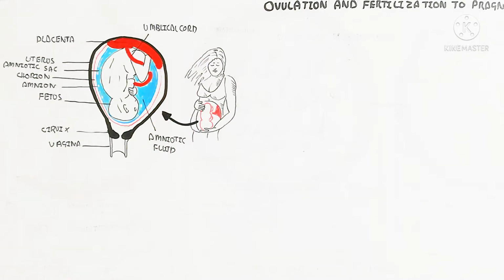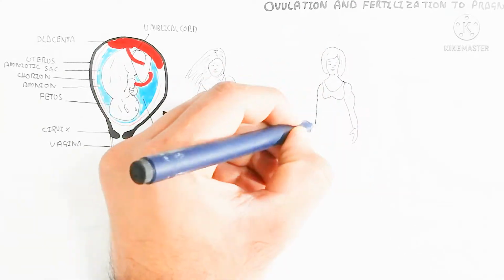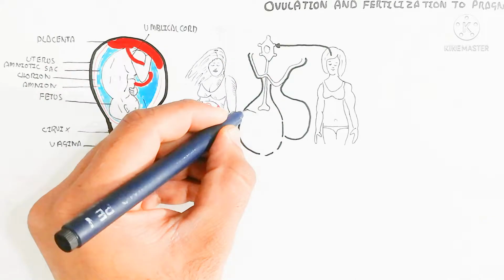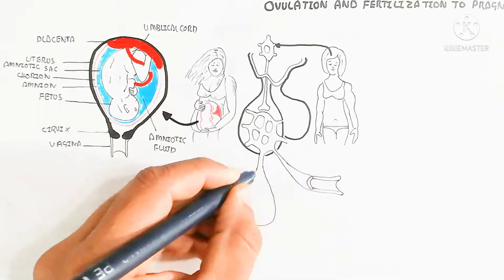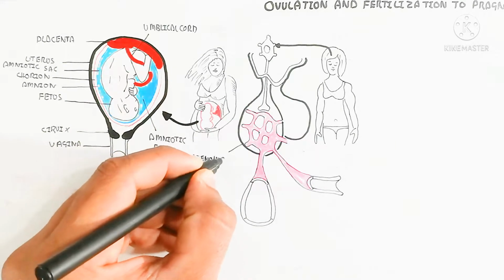Here are the cervix and vagina as well. The cervix will dilate during fetus delivery. The amniotic fluid is contained here. So let's begin to understand the very beginning, the fertilization.